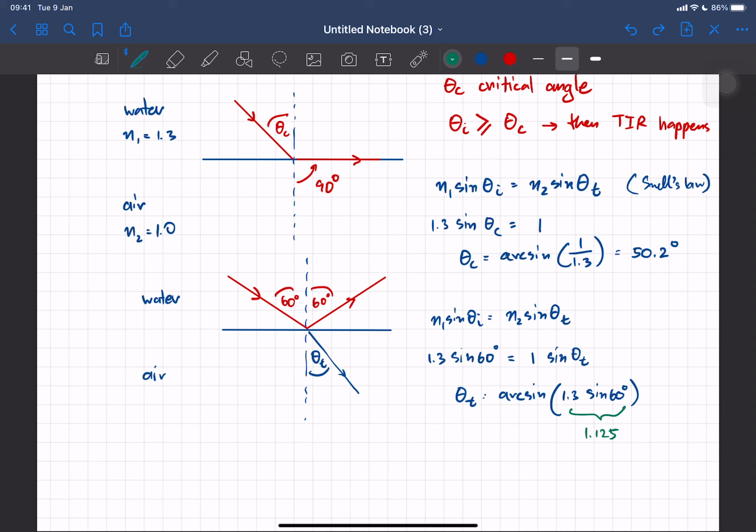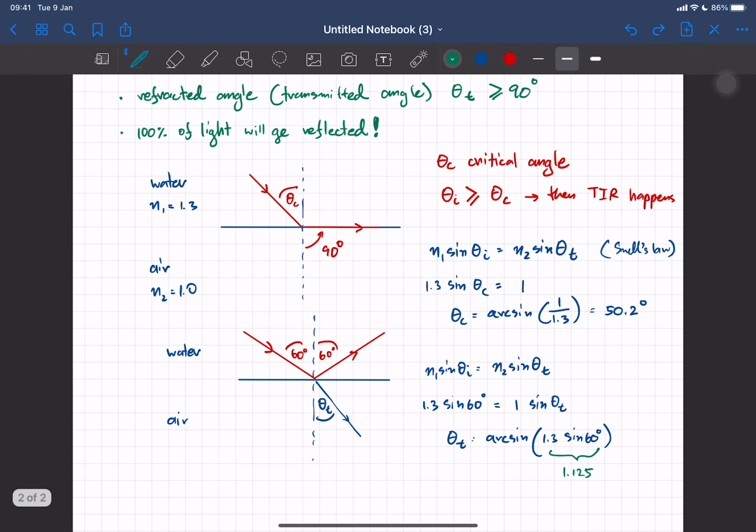And this is another good way to check that you are in this total internal reflection case, because if you try to calculate the angle, you can't do that. Okay.